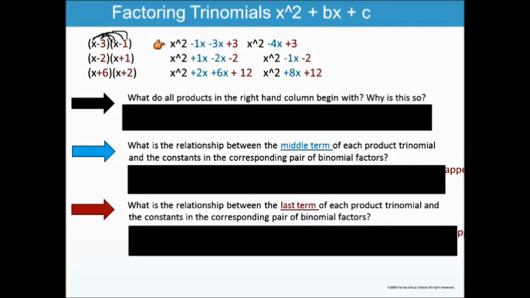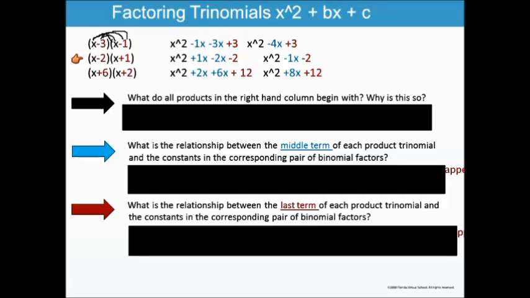Now that I have my 4-term polynomial, my next step is to simplify by combining like terms. If you notice, the blue terms here, -1x and -3x, are like terms because they have common variables. I can combine -1x and -3x to give -4x. So my final simplified trinomial is x squared minus 4x plus 3.